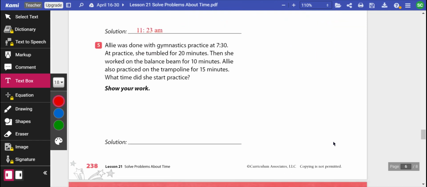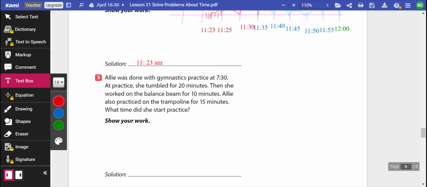All right, last question. Allie was done with gymnastics practice at 7:30. At practice, she tumbled for 20 minutes. Then she worked on the balance beam for 10 minutes. Allie also practiced on the trampoline for 15 minutes. What time did she start practice? All right, so on this question, they are actually having us subtract 3 amounts of elapsed time. So we know our ending time was 7:30, so that's when she was done. And then we know what she did during these times, and we got to figure out the start time.